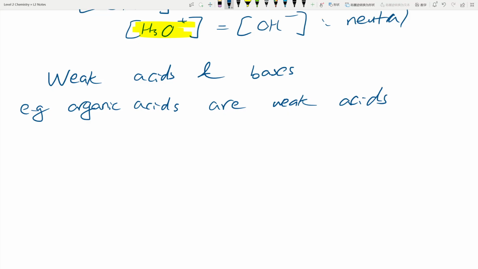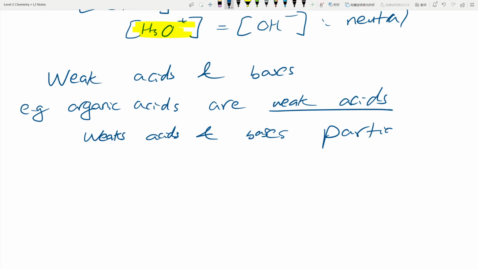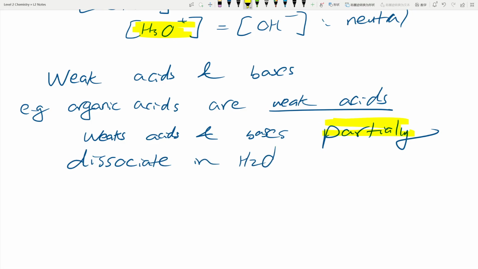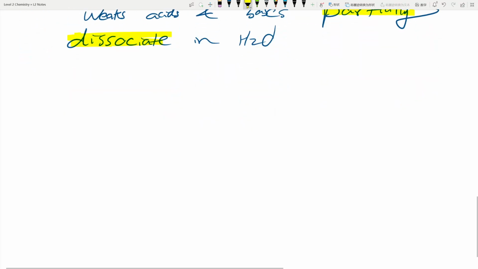Okay, but if something is a weak acid, so that means weak acids and bases only partially dissociate in water. Okay, so what that means is that they don't fully dissociate. Like say, for example, if we go back to our, I'm just going to do another one here. I'm just going to use the same example. Let's say if I have HCl dissociate in water, this is going to fully dissociate.